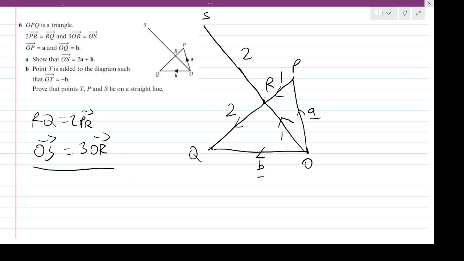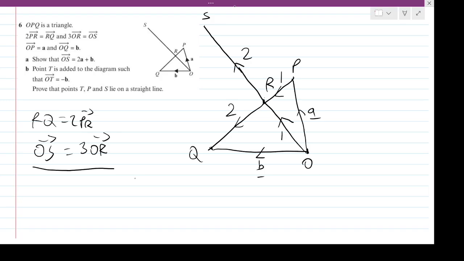But I've labelled the parts, the relative parts or the ratio of each vector or each side. I've labelled that on my diagram. That's what the numbers mean. Okay, right. And that's what we're given. OP is A and OQ is B. I've labelled the vectors A and B on my diagram.